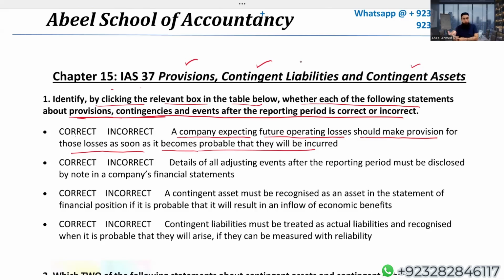That is operating loss. But IAS 37 clearly says you cannot make a provision for operating losses. In fact, operating losses is one of the indicators of an impairment loss. But you cannot make a provision. So it is incorrect. Let me write here.